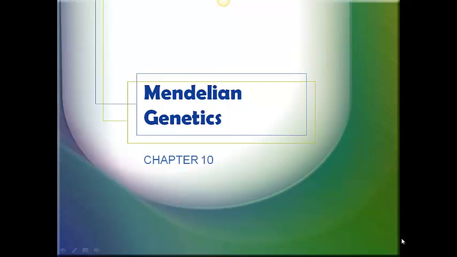The title for this podcast is Mendelian Genetics. It's found in Chapter 10 of your textbook. So in the latest activity that you did in class, you were looking at Mendel's peas.